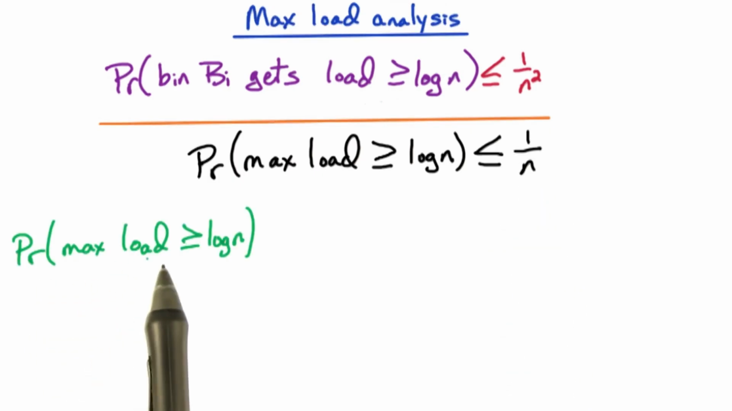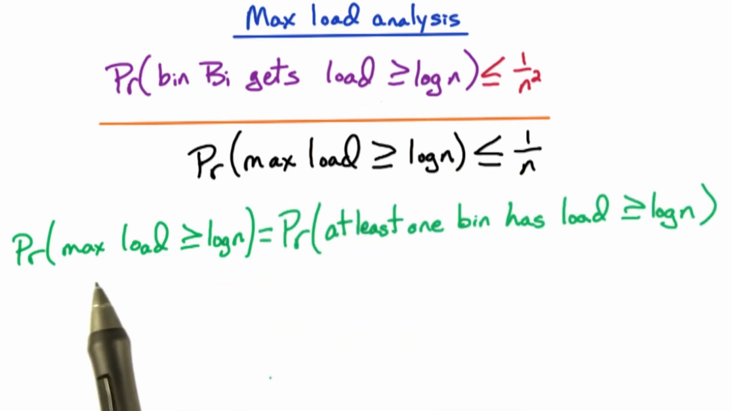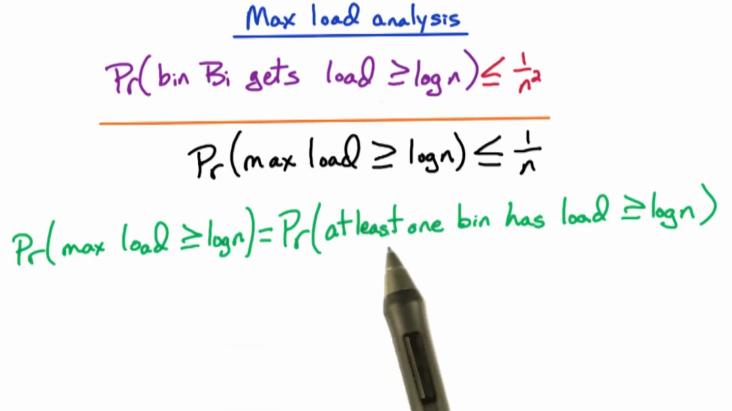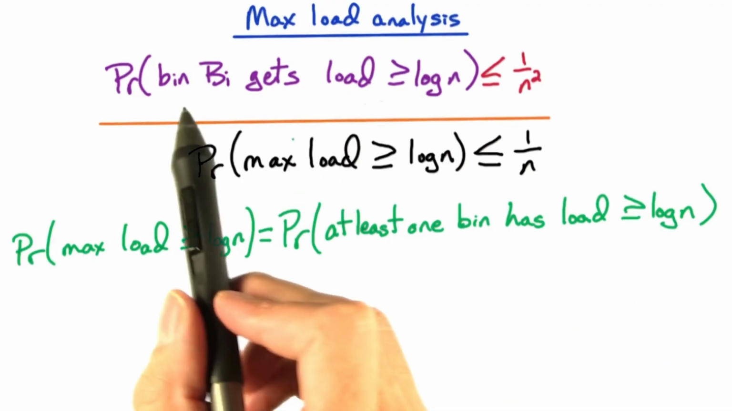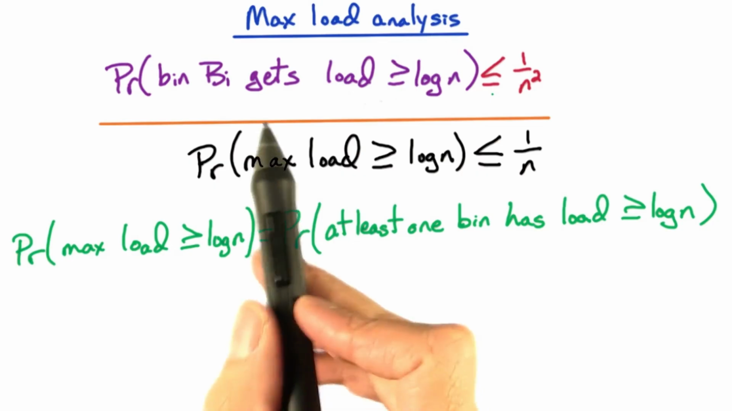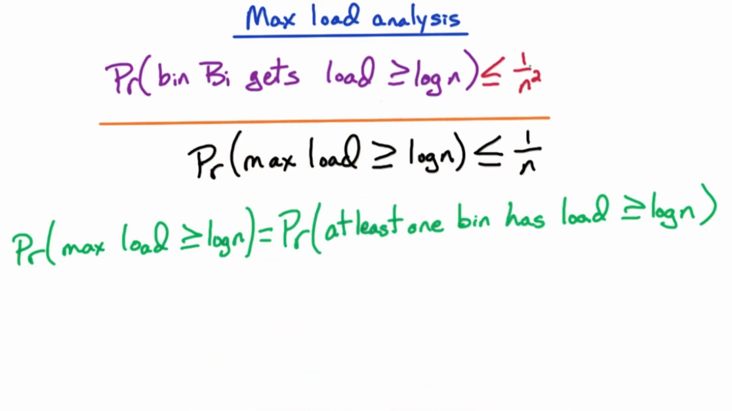Now we want to bound the probability that the max load is at least log n. That's the quantity here. In order for the maximum load to be at least log n, at least one bin, maybe several, have to have load at least log n. In order to upper bound this probability, we can use our earlier analysis. We know the probability that a particular bin gets load at least log n is at most 1 over n squared.